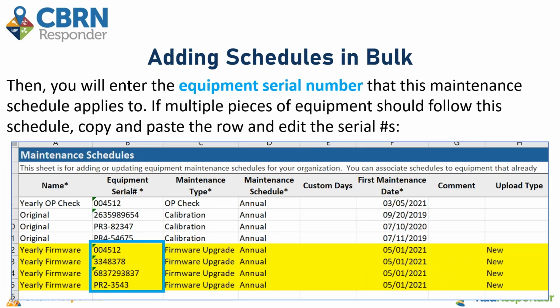Next, you will then enter the equipment serial number that this maintenance schedule applies to. If multiple pieces of equipment should follow this schedule, just copy and paste the rows in the Excel spreadsheet and then edit the serial number in column B, which you can see highlighted in blue here.